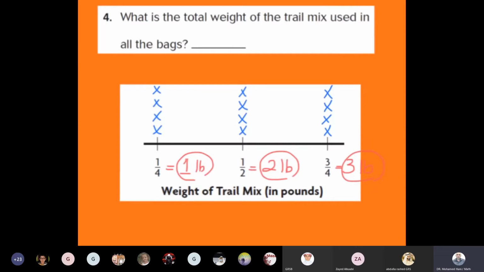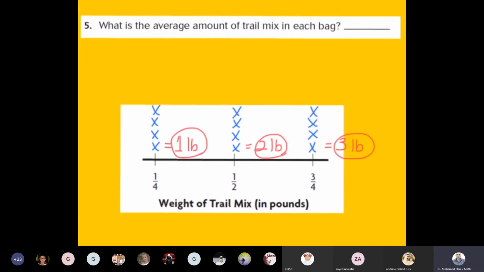Now this question once again says, what is the total weight? So if I'm going to find the total weight, what I'm going to do is I'm going to add those amounts together. So I'm going to be adding my 1 pound plus my 2 pounds plus my 3 pounds. And when I add those amounts together, 1 plus 2 is going to give me 3, and 3 plus 3 is going to give me 6. So that tells me that there's going to be 6 pounds of the trail mix used in all of the bags. And we now have our total weight.